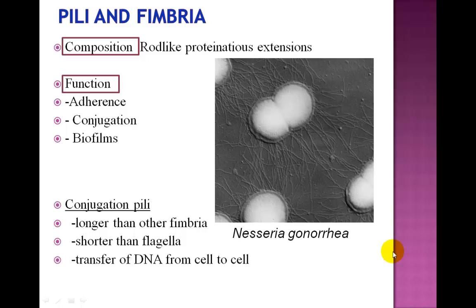The words pili and Fimbria can therefore be used interchangeably. However, pili tend to be longer than Fimbria, shorter than flagella, and tend to transfer the DNA from cell to cell. An example of a bacteria that has Fimbria is Neisseria gonorrhea. The bacteria has several Fimbrias that enable it to colonize the reproductive tract by attachment.